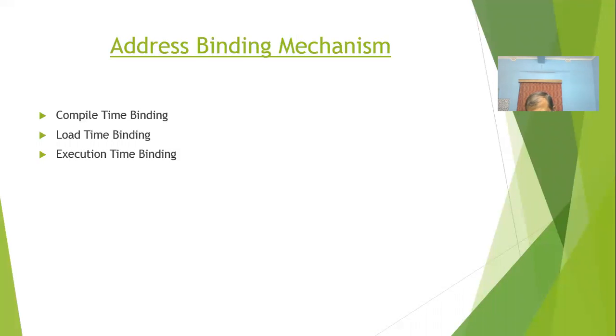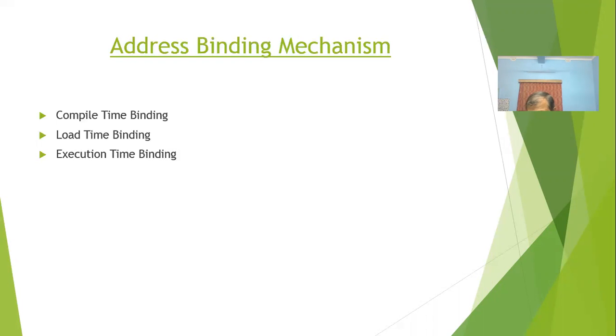So that is the concept of compile time binding. What is load time binding? If it is not known at compile time where the particular process will be residing in the memory, then the compiler will generate some relocatable code. In this case, the final binding is delayed until load time. So if the starting address changes at some later time, we need only to reload the user code to incorporate this changed value.